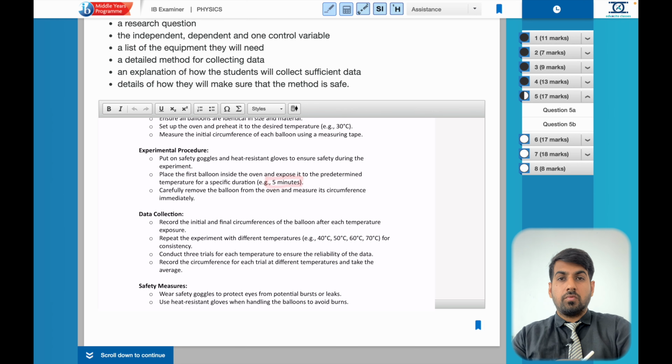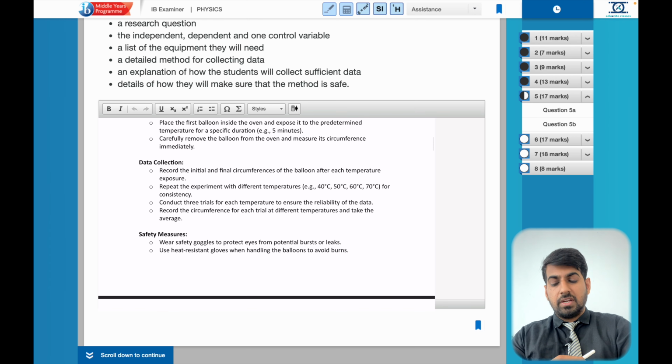Now, this is also one of your control variables, that we are keeping the balloon for a fixed amount of time for each of our trials and each of our readings. Carefully remove the balloon from the oven and measure its circumference immediately, because as you take the balloon outside the oven, it will start to decrease in temperature because of the surrounding room temperature. So, we have to write it such that we measure its circumference immediately when it comes out of the oven.